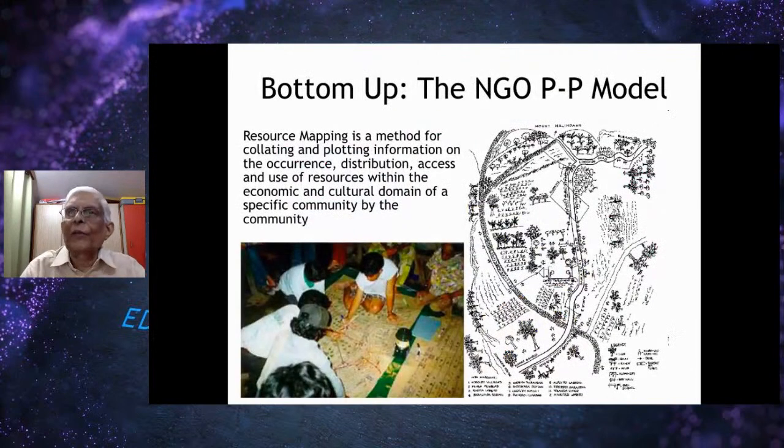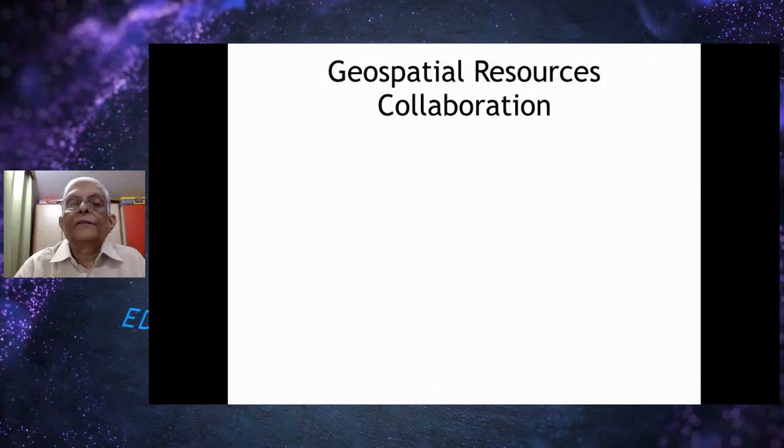On the other hand, this is the bottom-up model. This is what non-governmental agencies call the PP model, the participatory programming model. In this, they do something called resource mapping. They sit down with the people and actually draw the map of the area. But it's a very ordinary map. It's not to scale. It uses terminologies in the local language and so forth. But it has a lot of rich information, and with this kind of information, a lot of customization can be done. So how do we go ahead?